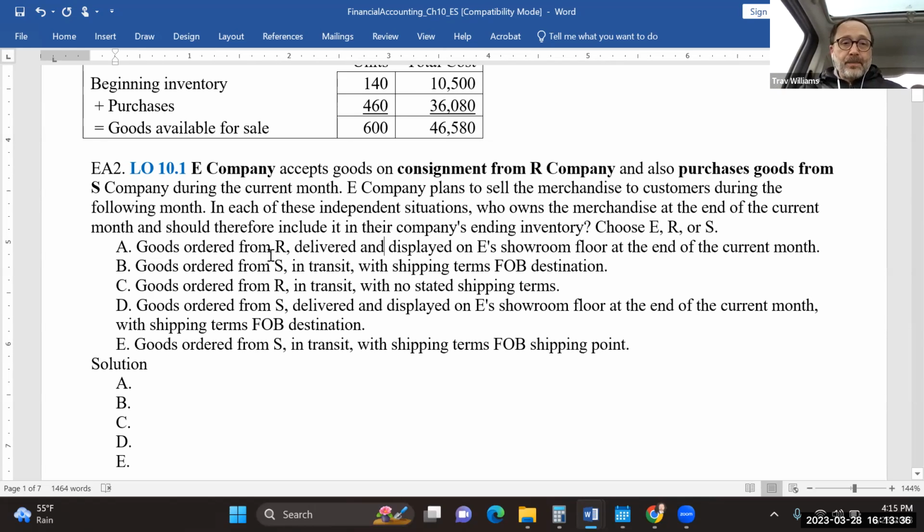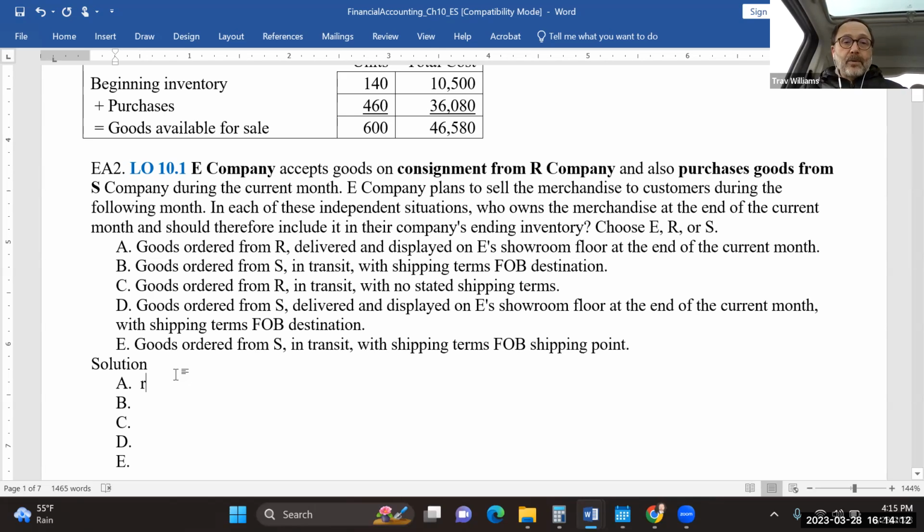The first scenario, the goods have been ordered from our company. They've arrived and they are displayed on E's showroom floor at the end of the month. Who owns the goods? Well, the answer is our company. Because remember, E only sells our products on consignment. They don't actually purchase them. So if they haven't been sold, they're still the property of our company.